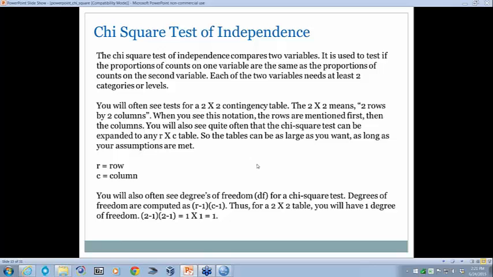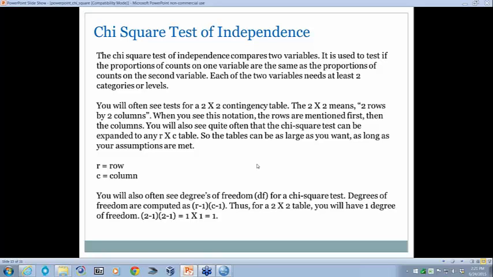Okay, so the chi-square test of independence compares two variables. So you're not taking your observed information and comparing it to some hypothesized distribution. You're actually comparing two different variables to see if there's some differences going on between them, or if they're independent of each other, which means nothing's going on between them, or if something might be having some kind of effect.